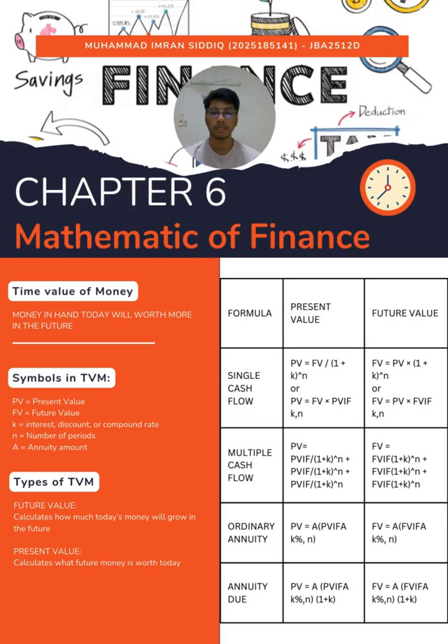Here are some symbols that will be used in time value of money. First, we have PV, which is present value, FV for future value, K, which is interest, discount or compound rate, N, the number of periods, and A, annuity amount. And the white part of the infographic shows all the formulas that will be used in time value of money.